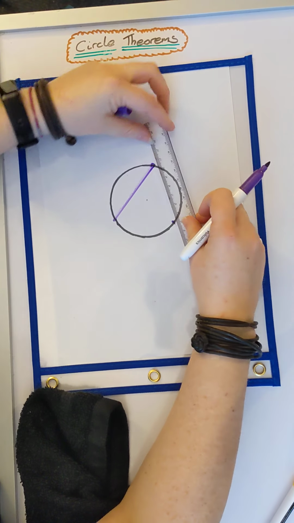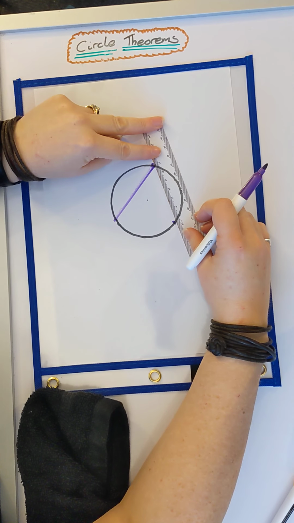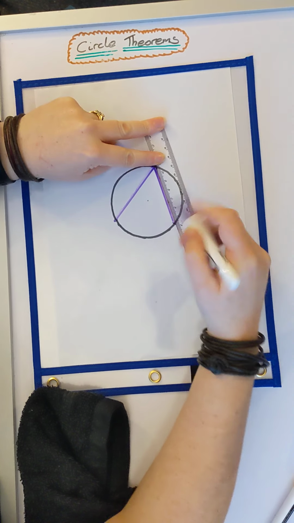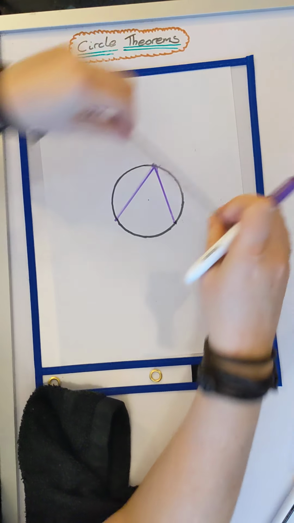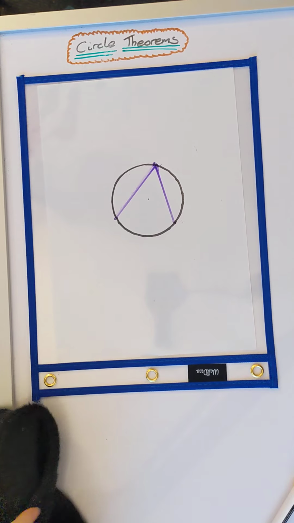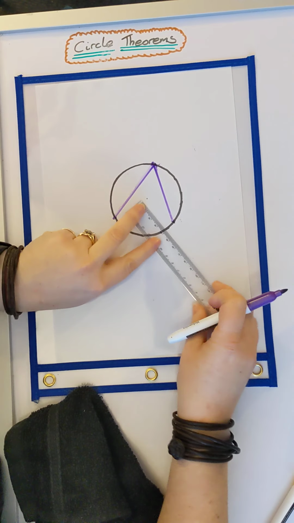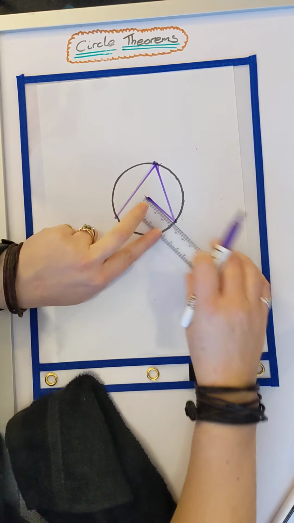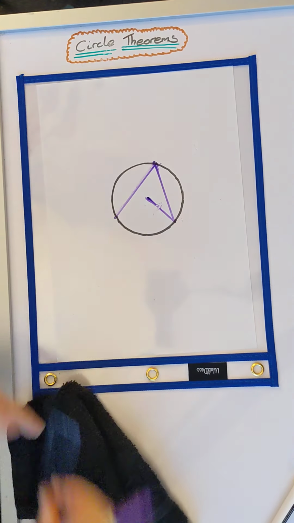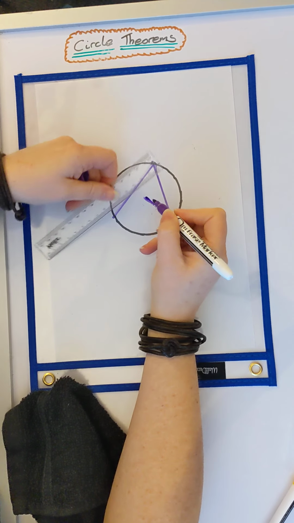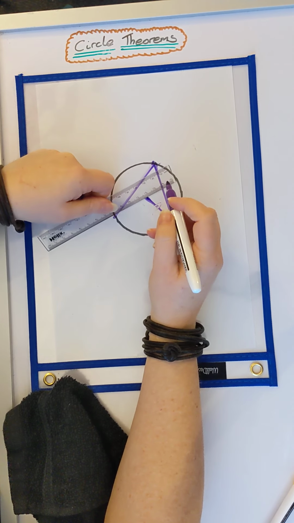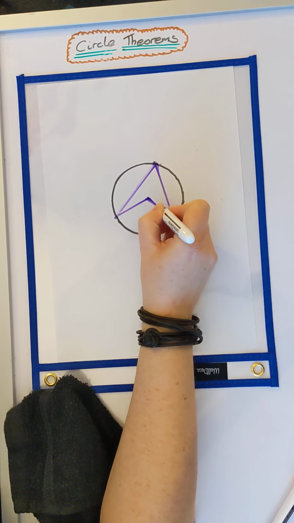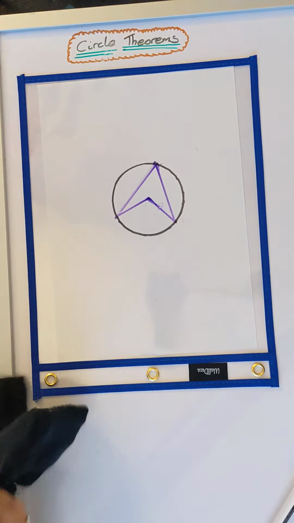then if we join it to the centre from two of the points, I don't think I'm going to use the purple pen for this again actually. It bleeds through a lot. Right.